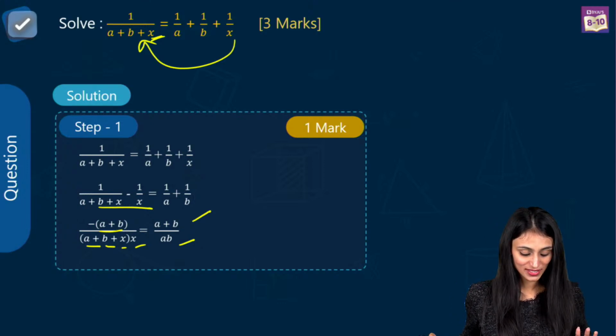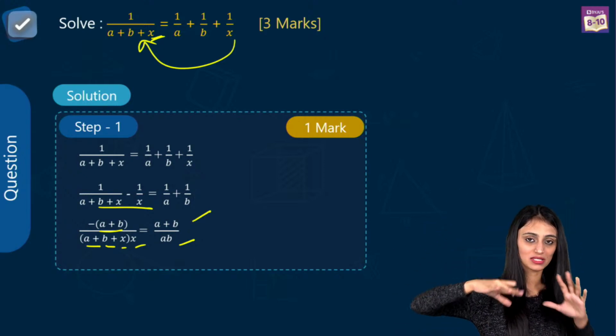All right. I hope this is clear to everyone, right? We can take 1 by x to the other side. We simplify both the sides then.